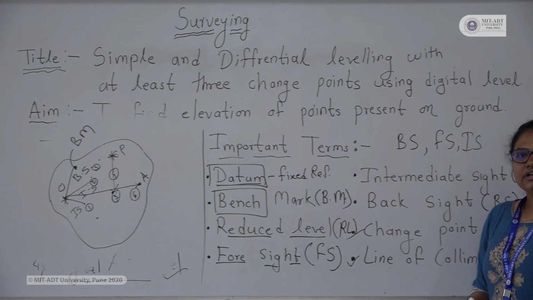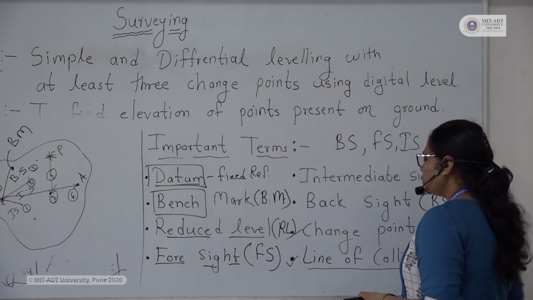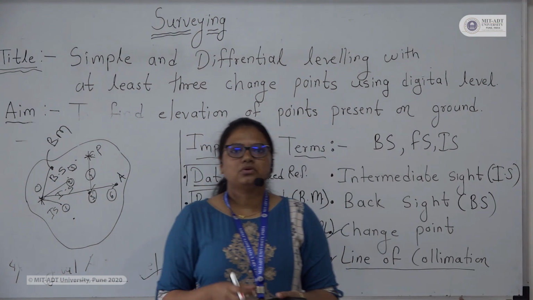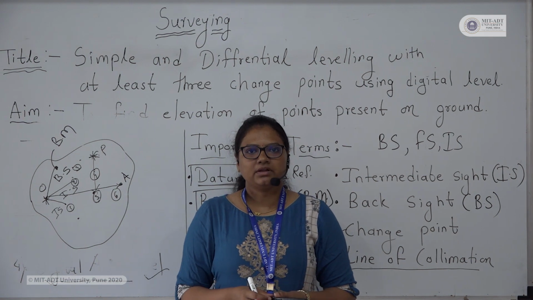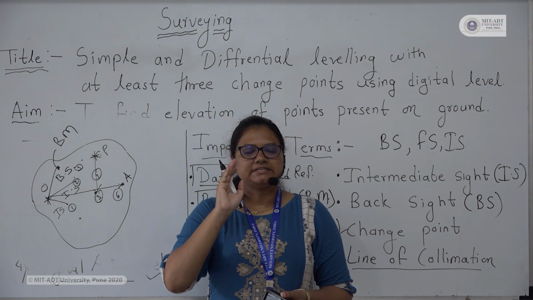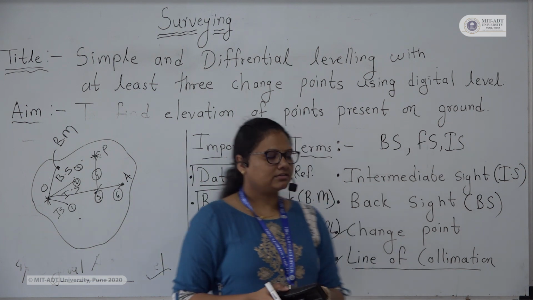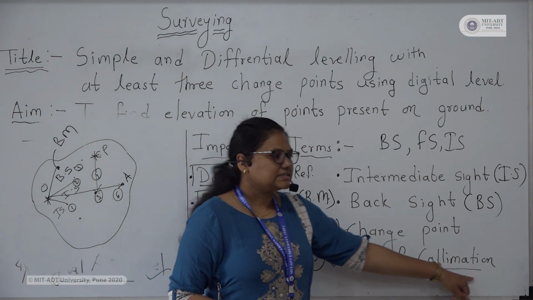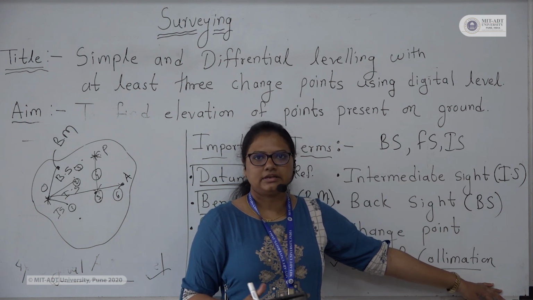And the last important definition related to this leveling is the line of collimation. So line of collimation means what? Whenever I am observing the distance or object by using the dumpy level or auto level, my eyesight and the object side which is clearly passing through the diaphragm, that imaginary line we call the line of collimation. So these are some basic definitions which are used for the leveling.